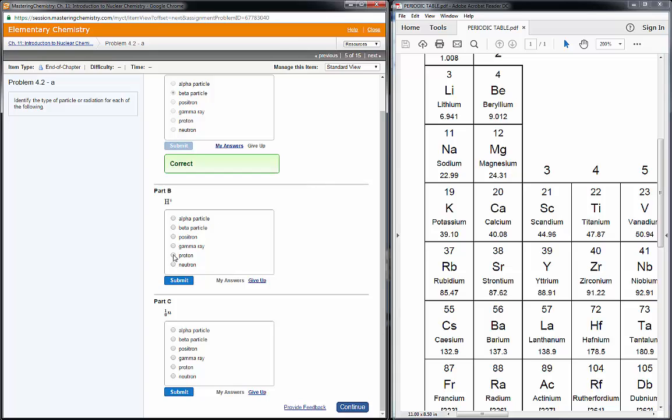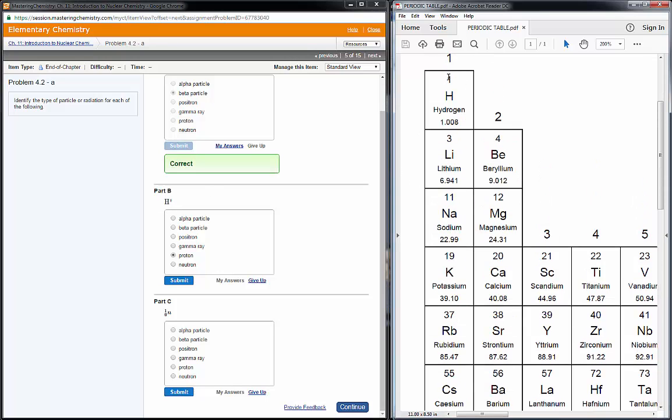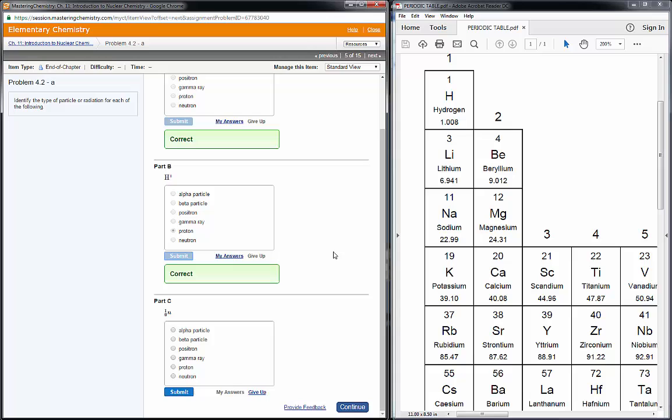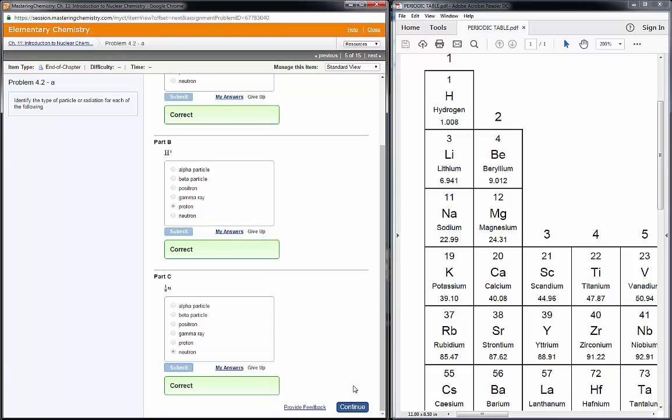The H plus, that is a proton, because hydrogen comes in with one proton and one electron. So if I lost my electron, then all that's really left there is a proton. And this is a neutron because it has a mass of 1 but a charge of 0. Another way that we express that.